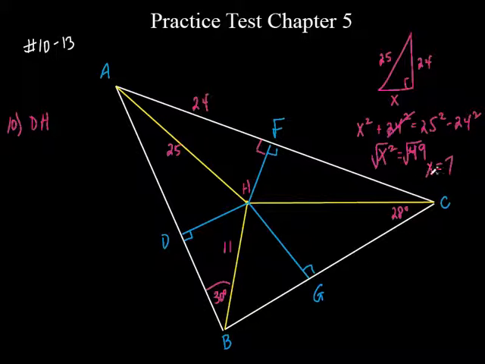It's 7. So what is this blue one? I'll write it in blue since it's a blue line. What's this blue one right here then? It's 7. They're all 7.